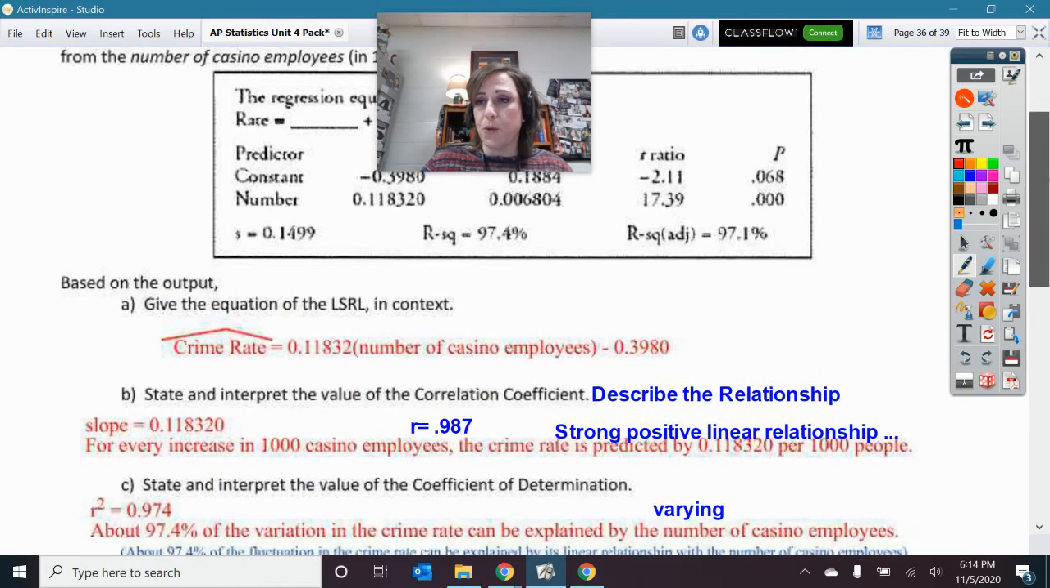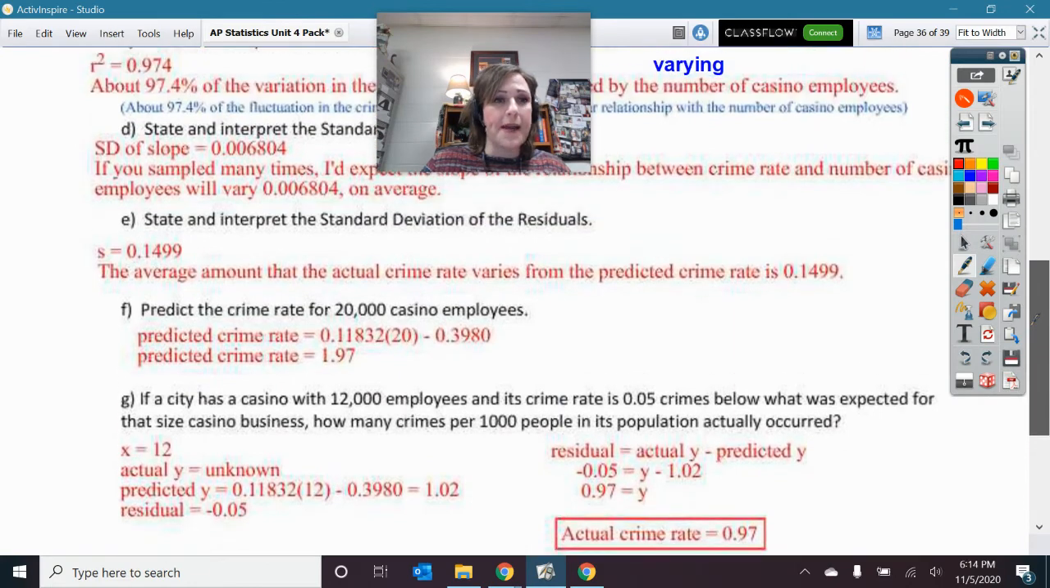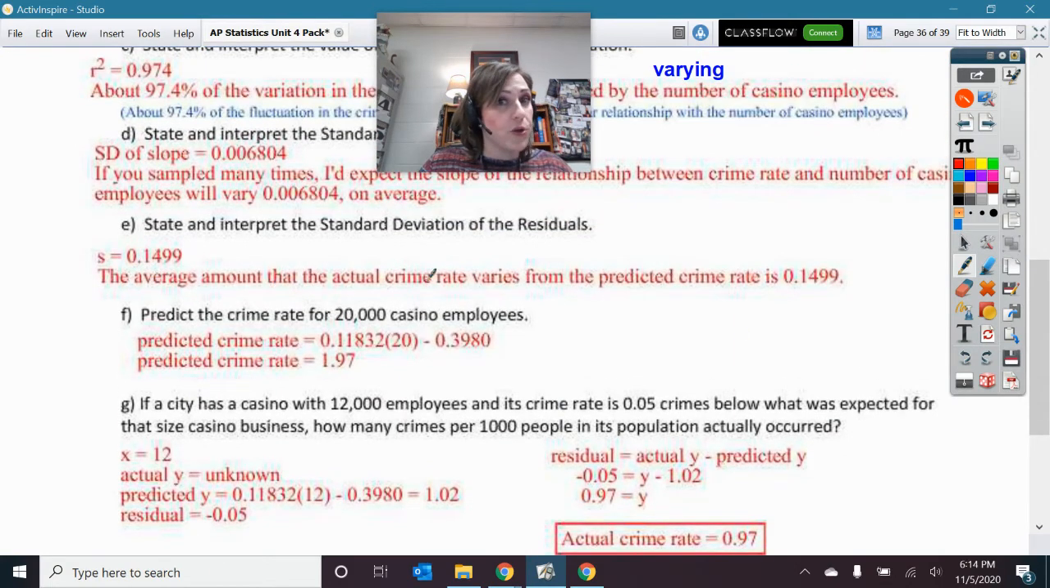All right, interpretation of the residual standard deviation of the residuals. The average amount that the actual crime rate varies from the predicted crime rate is 0.1499, whatever the units are.